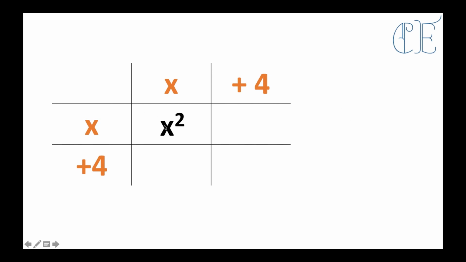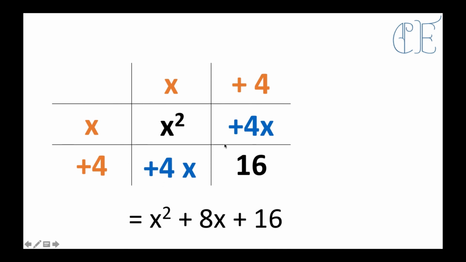x times x is x squared. x times 4 is 4x. 4 times x, or it's the same thing, x times 4 is 4x, and then 4 times 4 is 16. Now be careful again, we've got two lots of x's here. We've got 4x there and 4x there, so that's 8x altogether. So our answer would be x squared plus 8x plus 16.